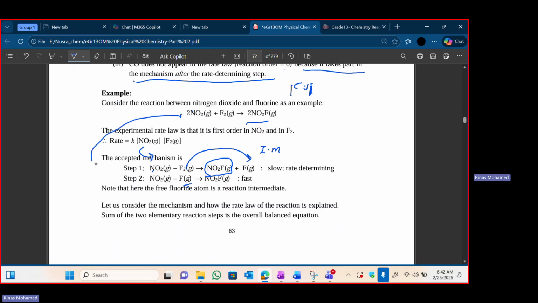So that remaining NO2 has come to step 2. Right? Then one NO2, then the intermediate also came. Now using these, we can write down NO2F. Right? First we wrote one product from the net reaction. Now one product I am writing for the faster step.